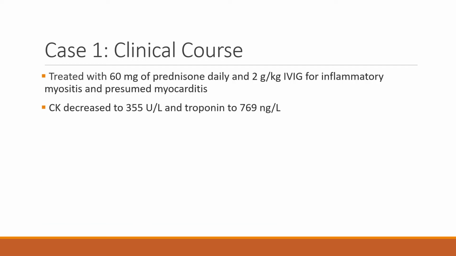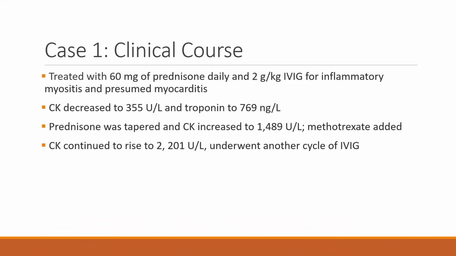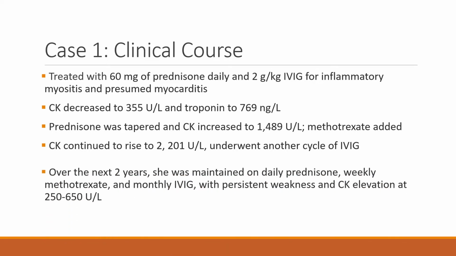For her clinical course, she was treated with 60 milligrams of prednisone and IVIG for inflammatory myositis and presumed myocarditis as well. Her CK decreased to 355 and troponin to 769. Her prednisone was tapered, and once her prednisone was tapered, her CK once again increased to 1,489, and this prompted methotrexate to be added. Her CK continued to rise to 2,201, and she underwent another cycle of IVIG.